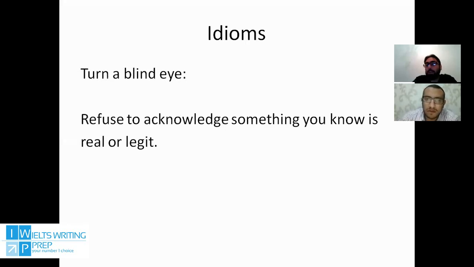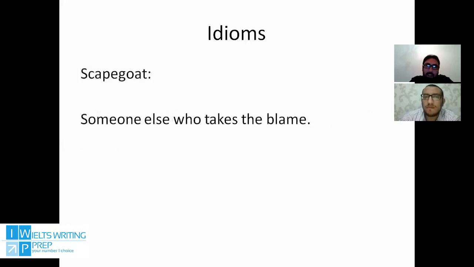"Turn a blind eye to something." Maybe you know something is real, but you just pretend you don't see it, or you pretend you don't know. We could say maybe smokers turn a blind eye to how unhealthy smoking is. Then we have "scapegoat." A scapegoat is someone who takes the blame for something.